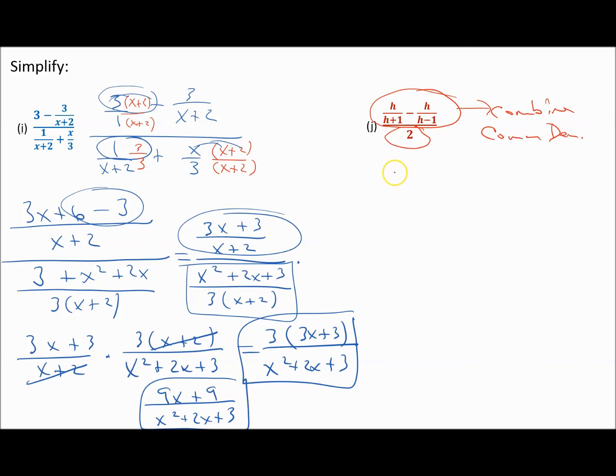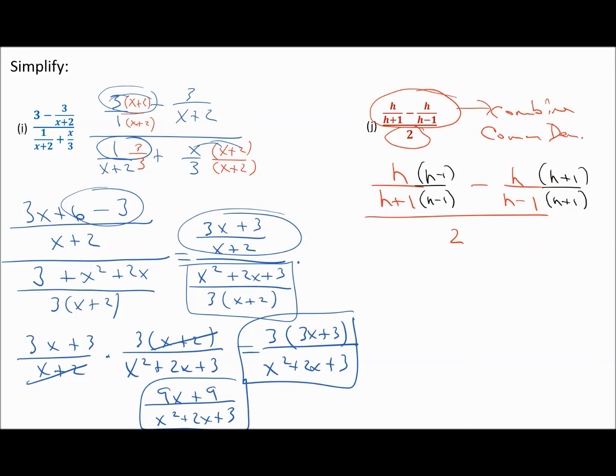So I'm going to rewrite my problem, h over h plus 1 with some room, minus h over h minus 1. And remember, that's all over 2. Don't want to forget about that 2. Now, I'm trying to find a common denominator. Well, we know what it is, h plus 1 times h minus 1. So this one's missing the h minus 1, so I'm going to multiply by h minus 1 over h minus 1. This one's missing the h plus 1.